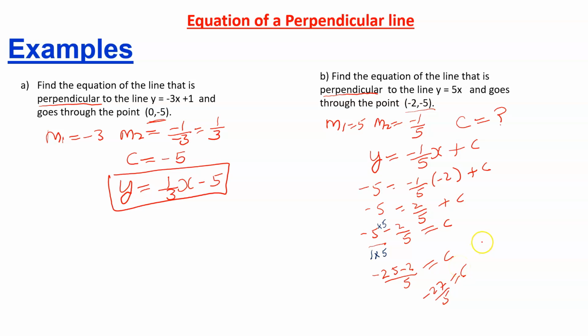Now you got all you need. Put them together and write down the equation. The equation gives you y is the gradient, which is -1/5 x, and the intercept, that's -27 divided by 5. This is the equation of the line. Okay? That is the equation of a perpendicular line and how to find it.